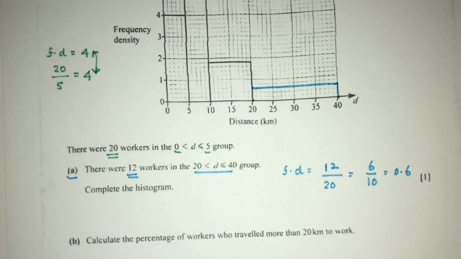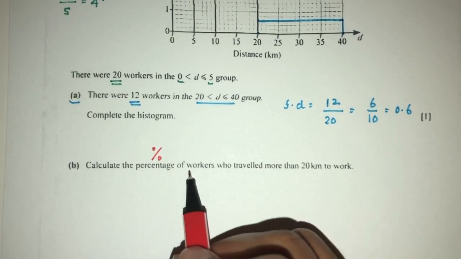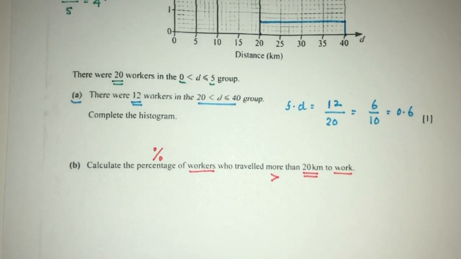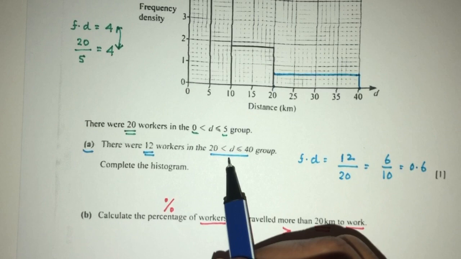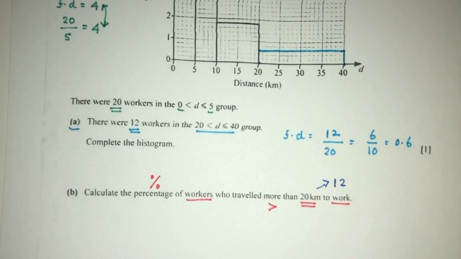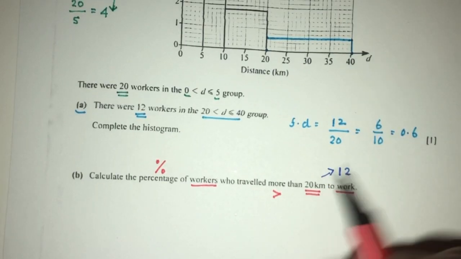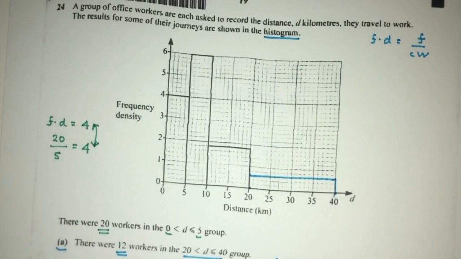Now let's move on to part B of the question. So we have to calculate the percentage of workers who travel more than 20 km to work. Now we know already, more than 20 km, it is in this group, it will be 12 people given to you right here. But to find the percentage, we need to find the number of people over the total number of people times 100. So what is the total number of people?